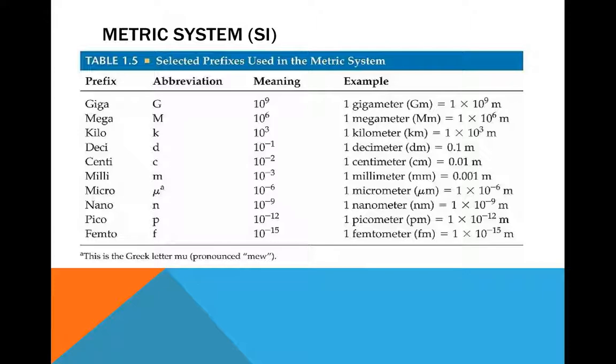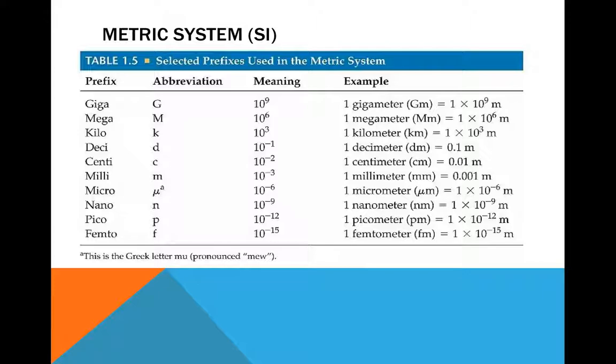If you're meaning to say millimeters and you write a capital M next to meter, now you've just said megameters. And if you look at that meaning there, you see the number, there's a big difference between that, okay? So you have to be really careful about capital versus lowercase letters when we're dealing with abbreviations in the metric system.